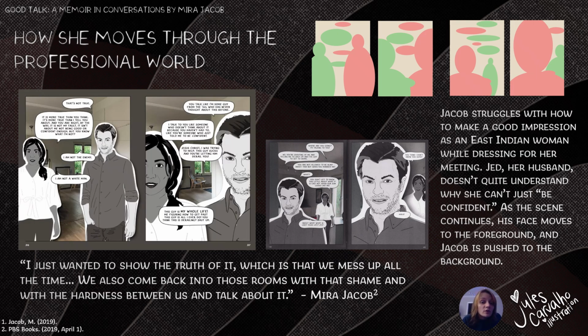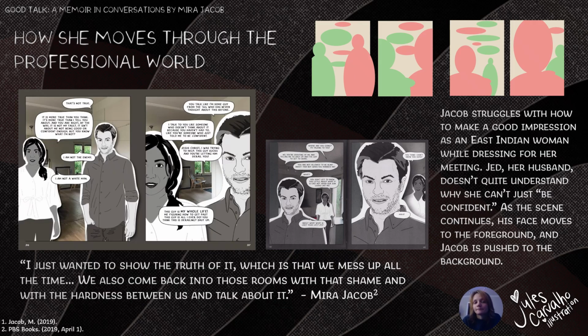So during the first part of the conversation, Jacob had asked Jed for space to take a minute and think, because what he said hurt her so much she needed to process it, and it kind of stung. She had to just be quiet in a room on her own. Sometimes that's what we need to do, and then we can come back to the topic. So she says about shameful conversations, I just wanted to show the truth of it, which is that we mess up all the time. We also come back into these rooms with that shame and with the hardness between us and talk about it.